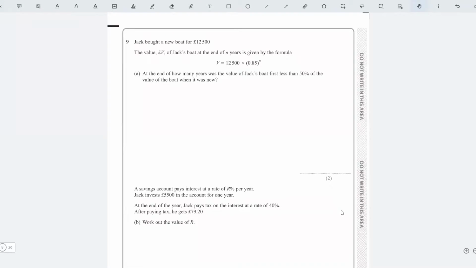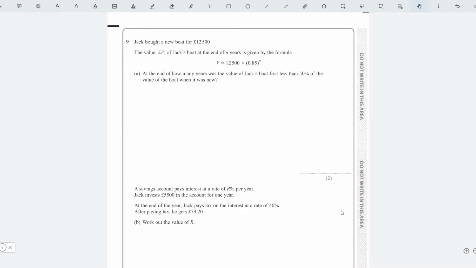Welcome back. Let's have a look at the remaining questions in this paper. So the next question says, Jack bought a new boat. Sorry, I'll start that again because I don't think you could hear. Okay. 3, 2, 1, starting now. Jack bought a new boat for, sorry, didn't do the introduction.